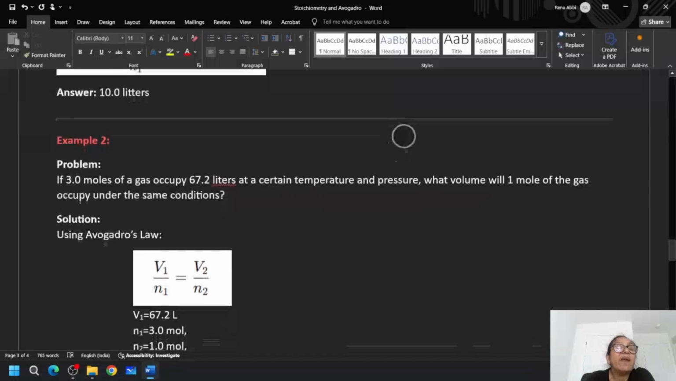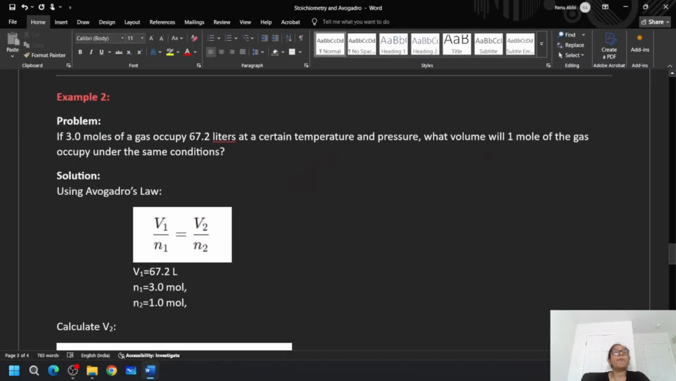Now, the second example is: first I took how to calculate the volume if the moles are given. Now I am going to calculate the volume again. We have to calculate the volume.